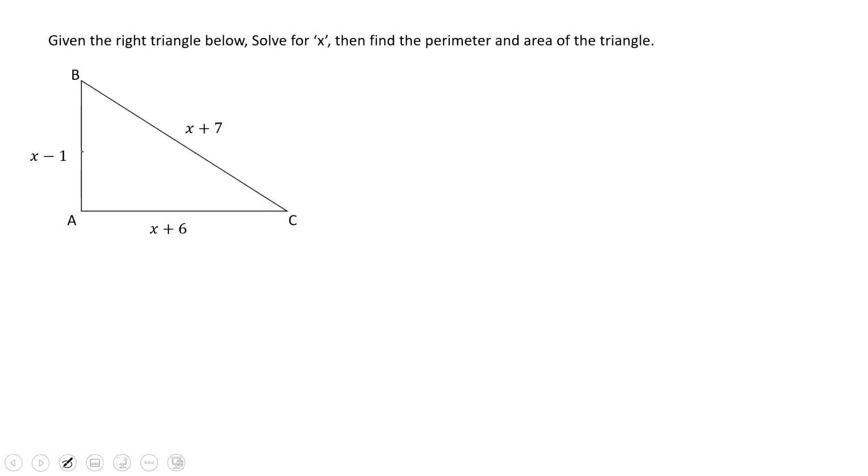All right, the next one. I know this is something you haven't seen before. It's something that you did concepts of last year in algebra at some point. I want you to take a few minutes and try to solve and find out what x is. And then I want you to find the perimeter and the area of the triangle. Okay.